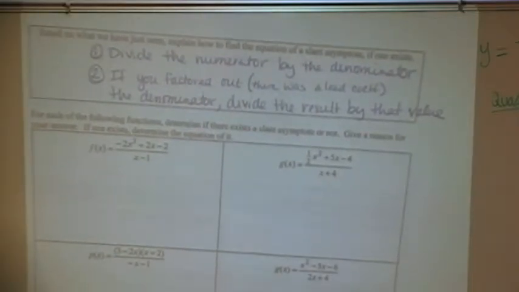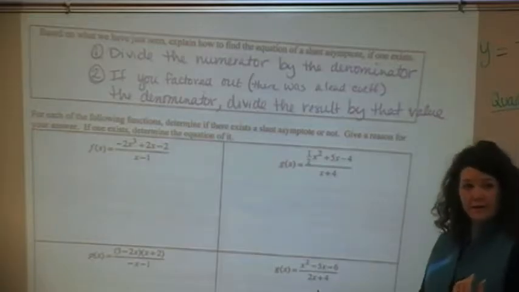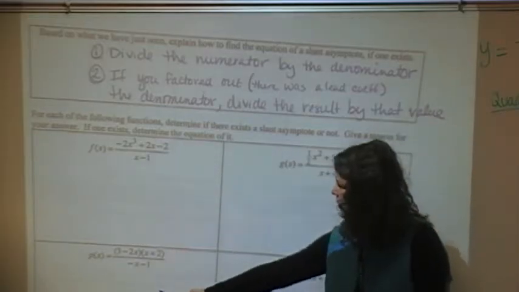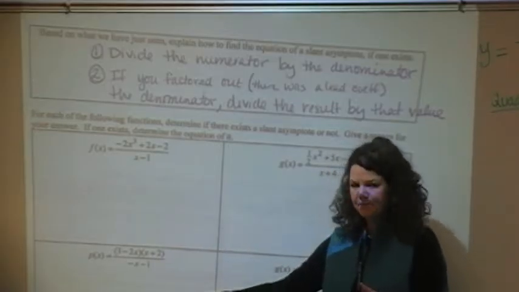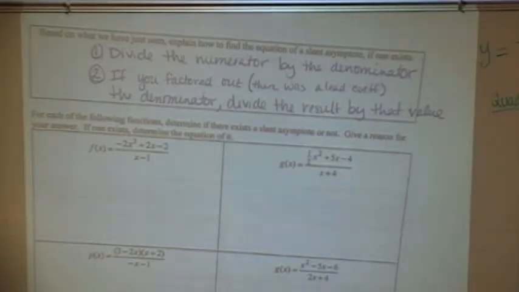So number 2, I'm just reminding you that if you factored something out, that means there was a lead coefficient. It's going to happen to us right here. These it won't, -1. But for sure on this one it will. If you factor that out, make sure you go back and divide by it. Okay, so let's do them.